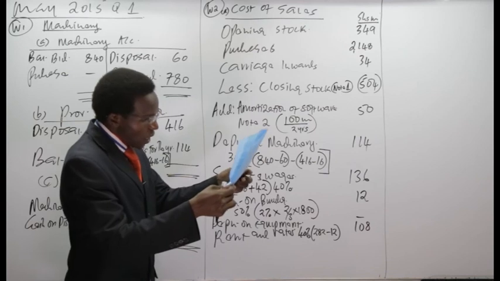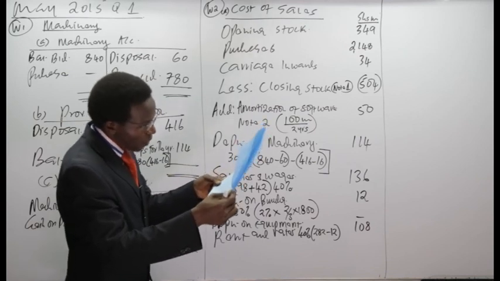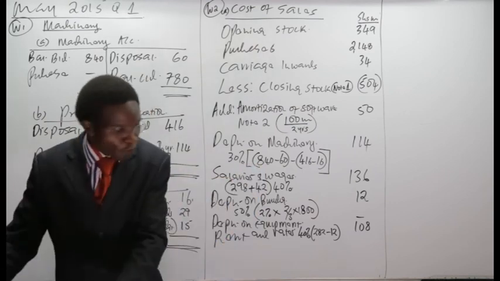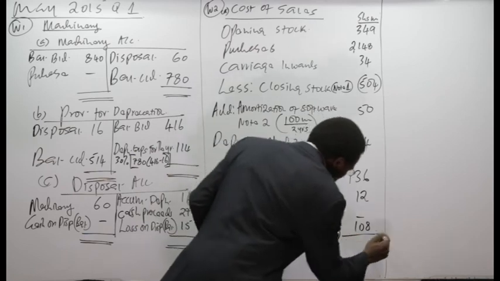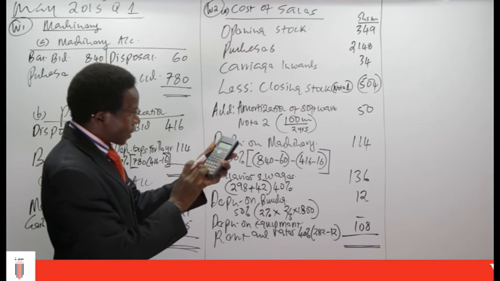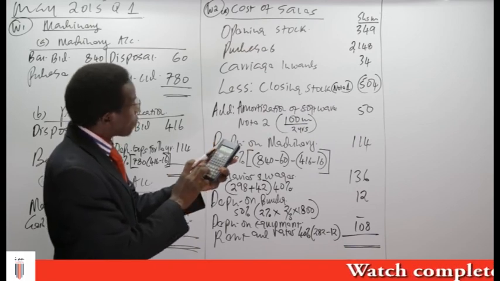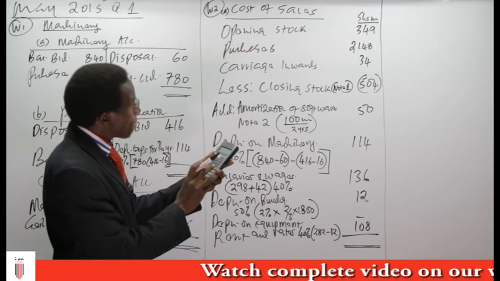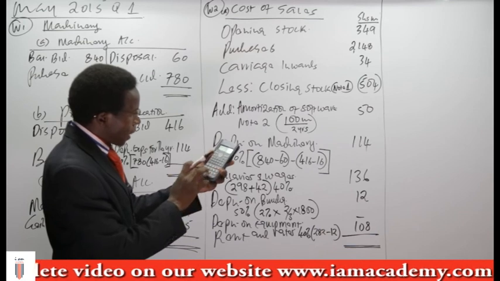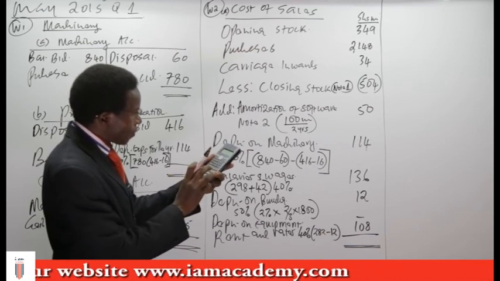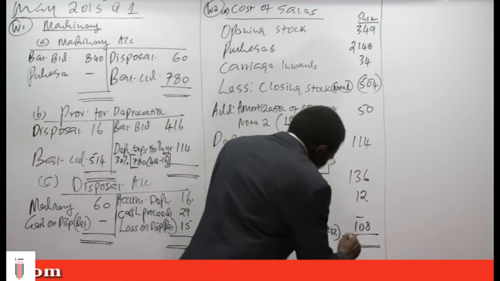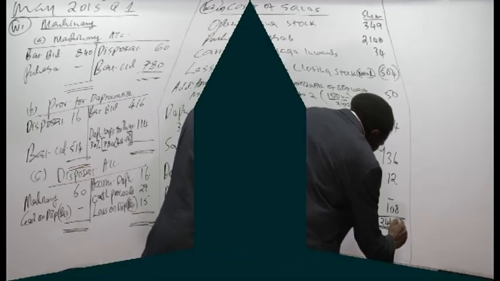From that, friends, there is nothing else that should be adjusted now in our cost of sales. We are through, so we can get the total figure for our cost of sales. What will be our total cost of sales? So I say 349 plus the 2148 plus the 34 minus the 504 plus the 50 plus the 114 plus the 136 plus the 12 plus 108. That comes to 2457.